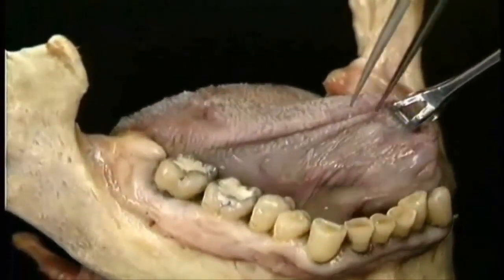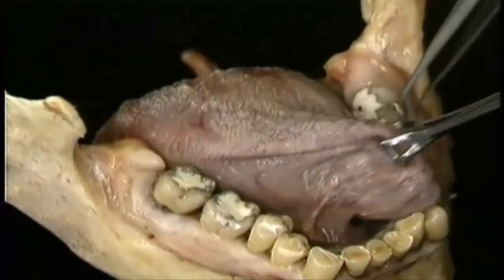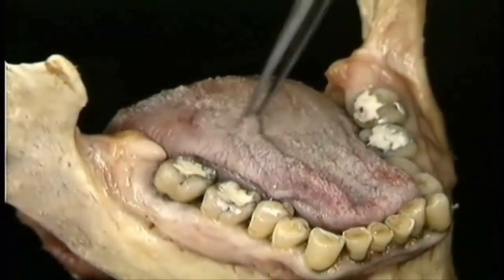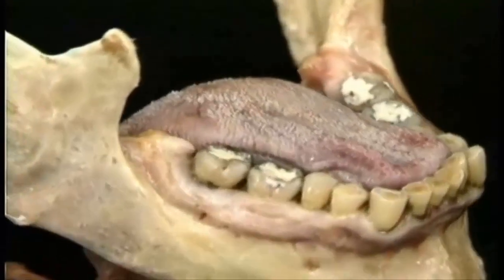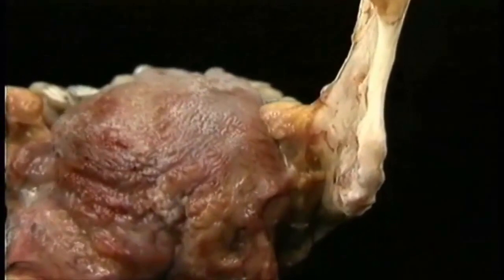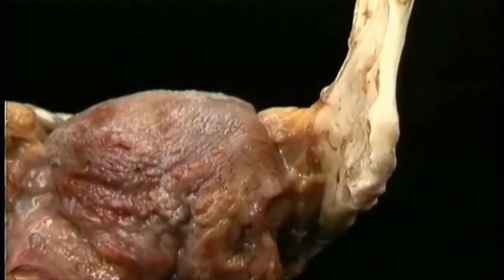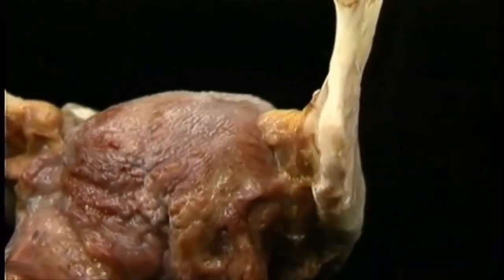The mucous membrane over the root of the tongue is thin and mobile. Over the sides and the upper surface, the mucous membrane is thick, firmly attached to the underlying muscle, and covered by projections, called papillae. The largest of these, the vallate papillae, are in a row back here. This shallow pit in the midline is the foramen cecum.